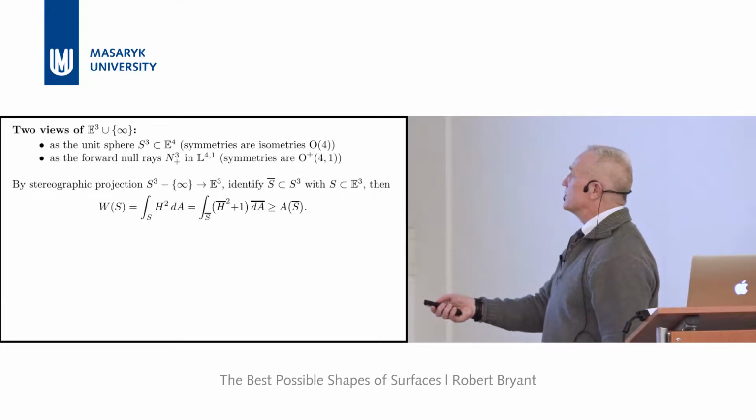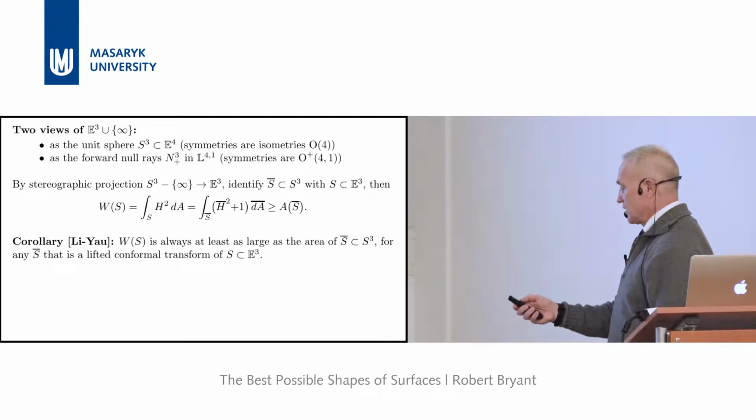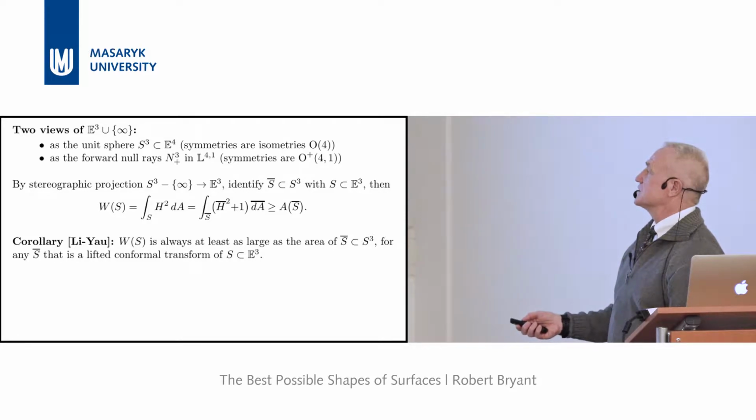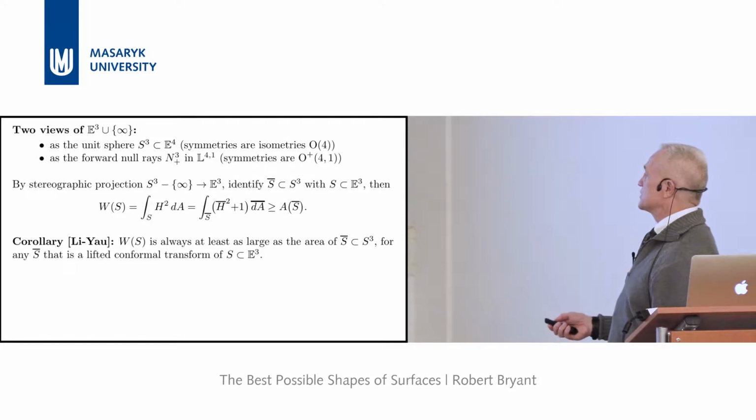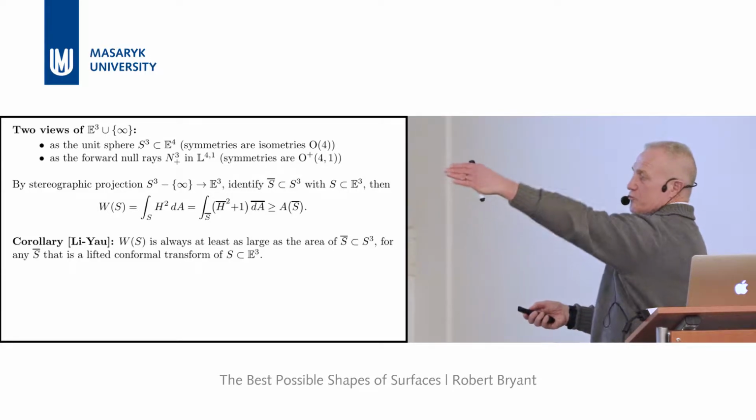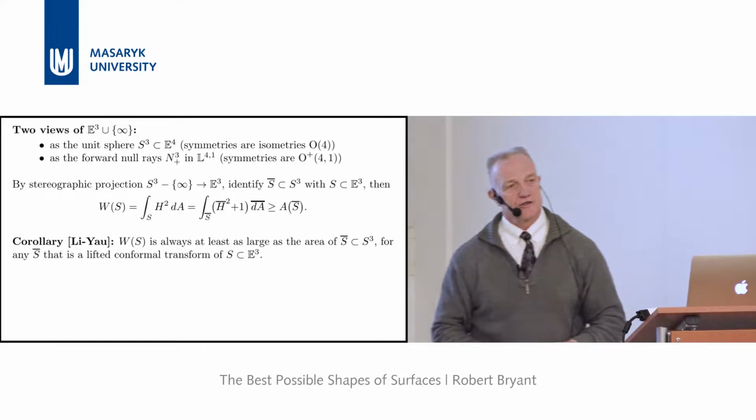And this turns out to be an important estimate that says that this observation of Li and Yau, that the Willmore functional of S, the Willmore measure of S, is always at least as large as the area of any lifted pre-image under the stereographic projection in the 3-sphere. It's at least that large.